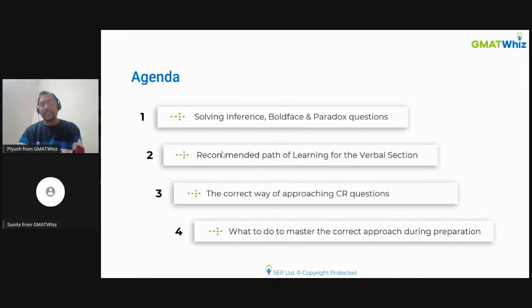And then we finally will help you understand what to do to master the correct approach. Okay, you understand what the correct approach is, but how can you master it during your prep time so that you can get the maximum outcome possible? So it's going to be really interesting. Sunita is going to be your main host. I'm just your co-host. I just wanted to introduce things for you.